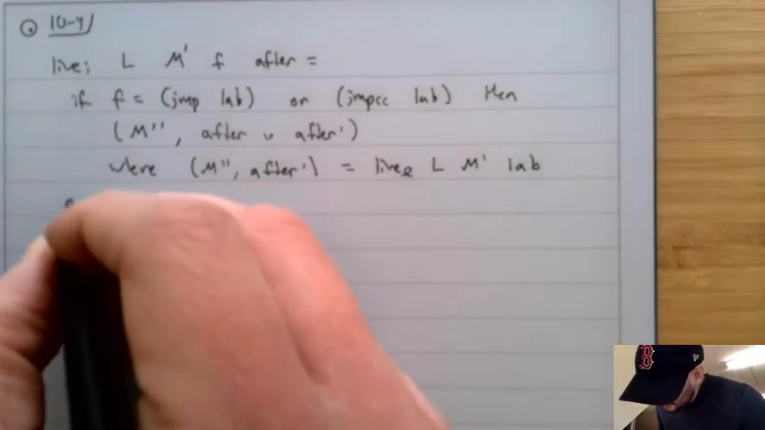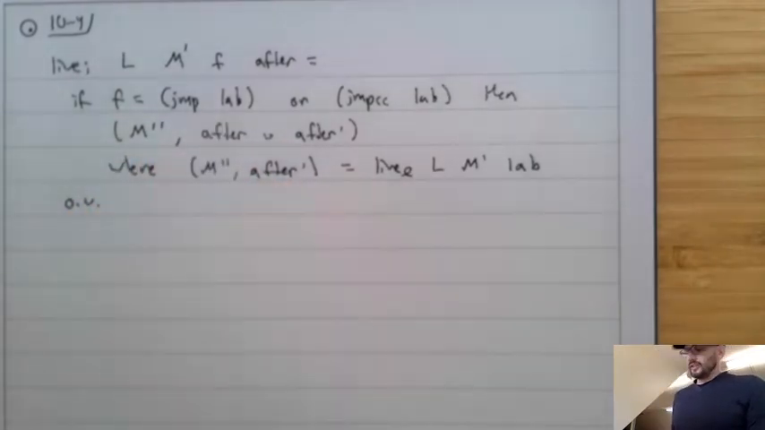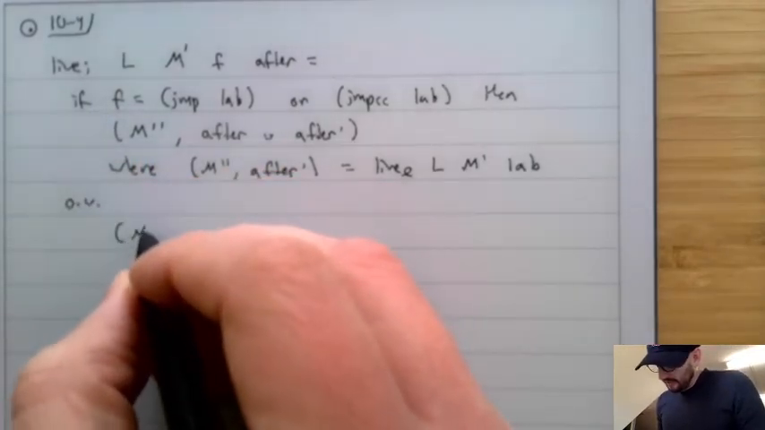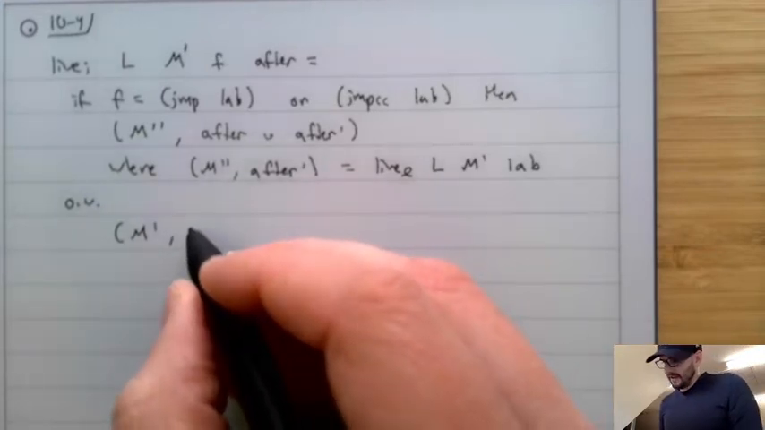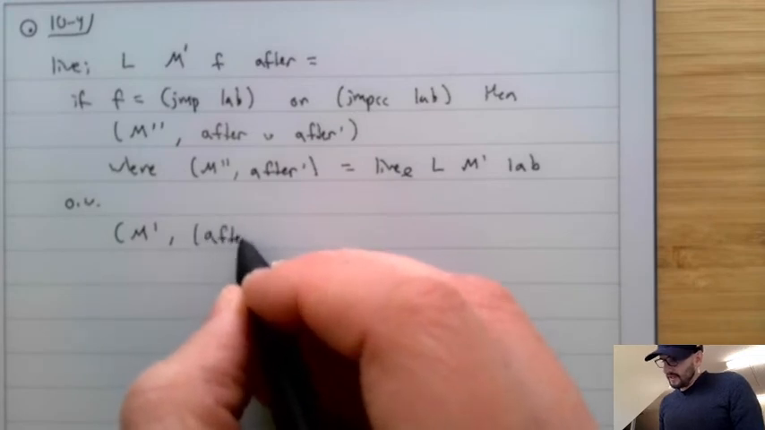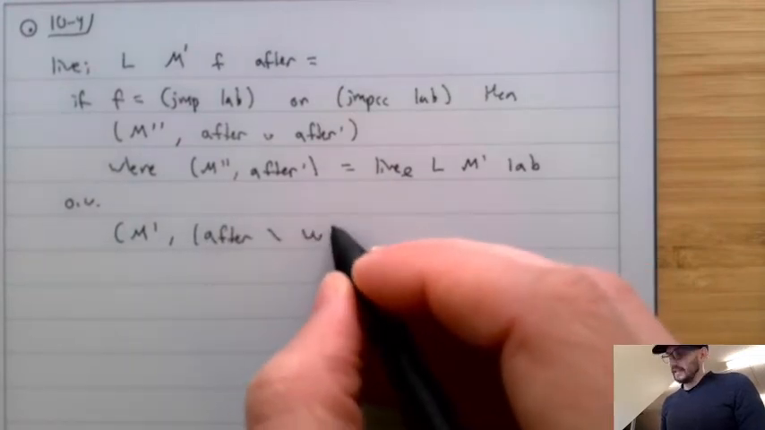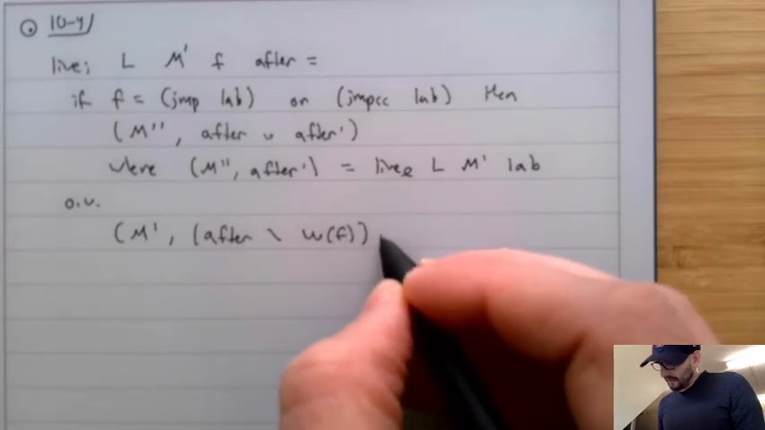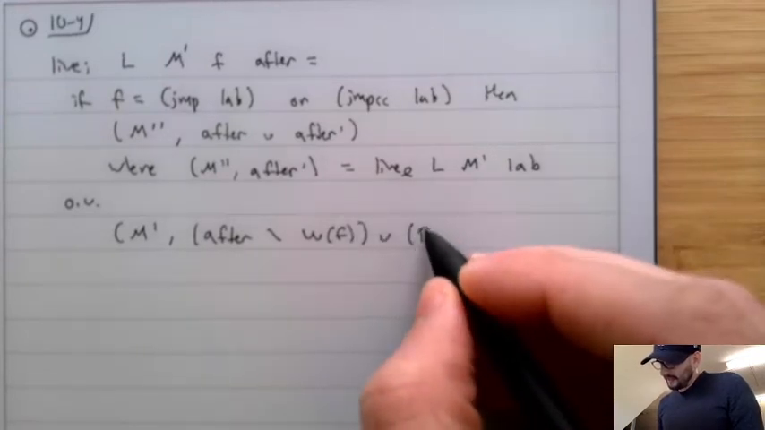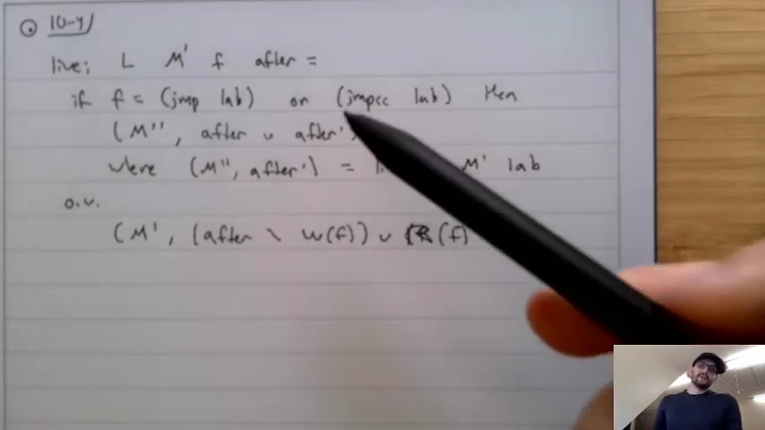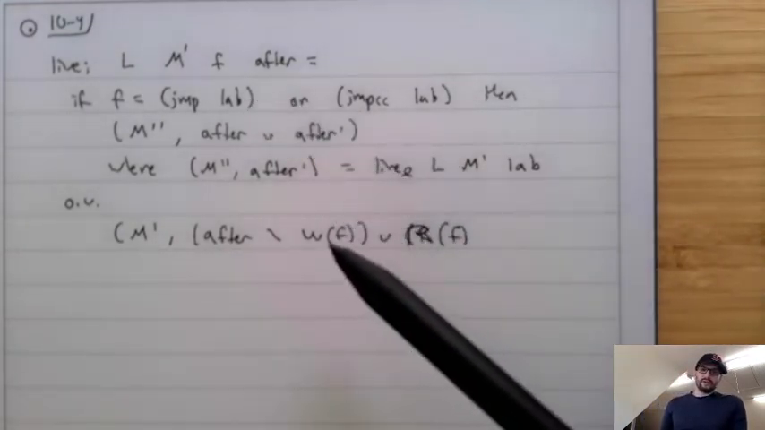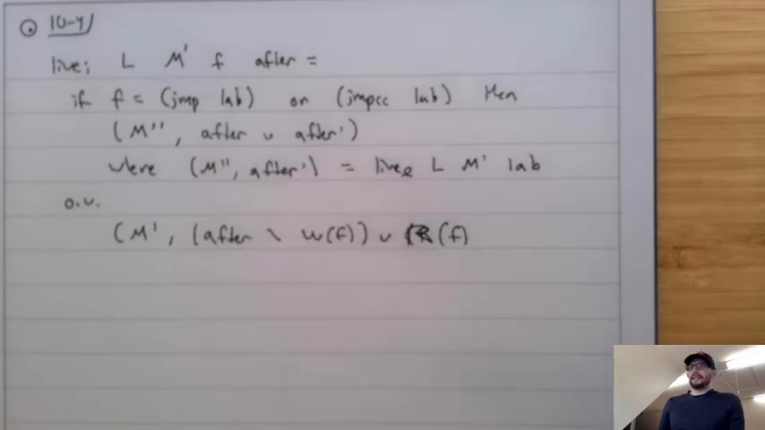And if we didn't get a jump instruction, then in that case, we're just going to return the updated M prime with whatever the live after set was, so that's after, and then we're going to subtract away the things that are written inside of F, and then we're going to add in the things that are read inside of F. Okay, so we're just sort of adding one case right here, where if we see something as a label, we ignore what it reads and writes. Instead, we go inspect the actual instruction.